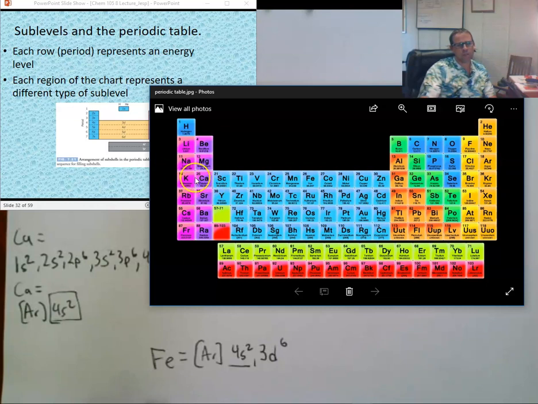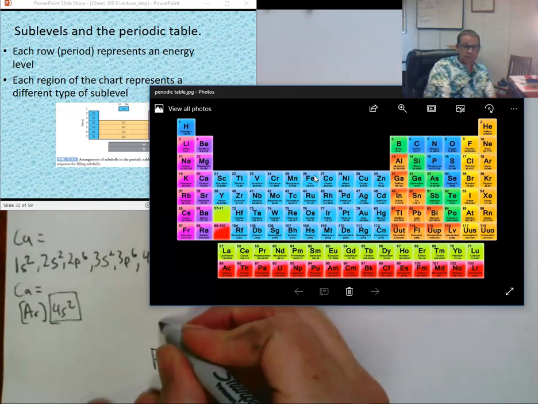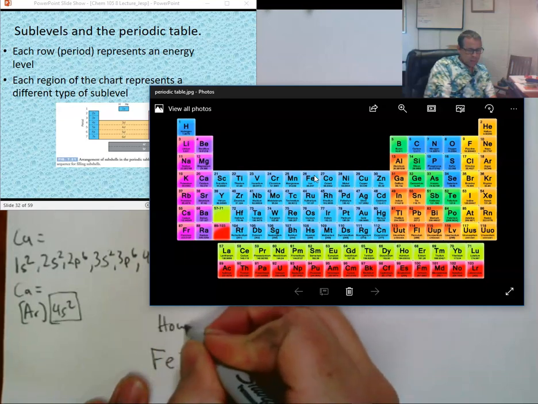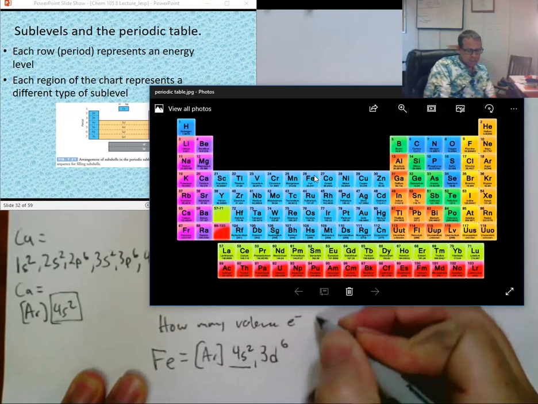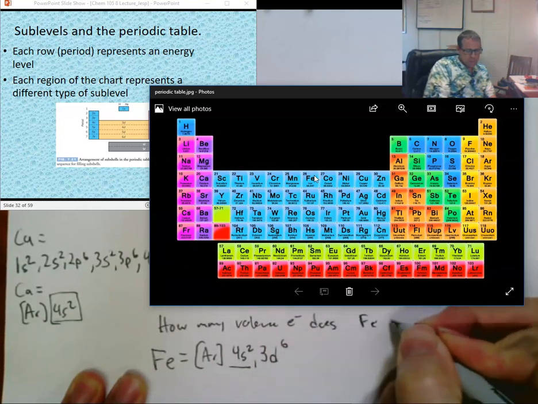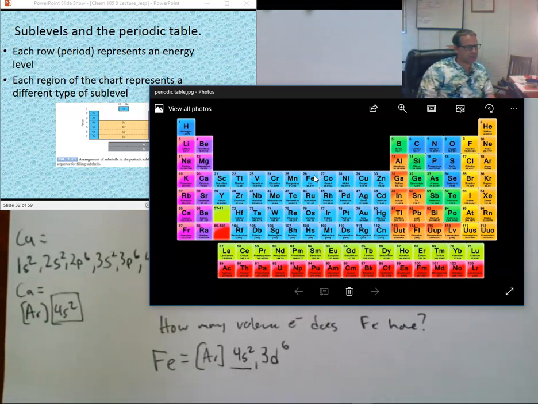Okay, so we go 4s2 with potassium and calcium, and then we go 3d, 1, 2, 3, 4, 5, 6, to give us an electron configuration for iron. All right? And then we have the question, which is a reasonable question on an exam. How many valence electrons does iron have?